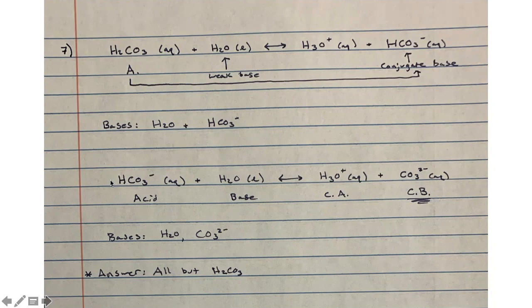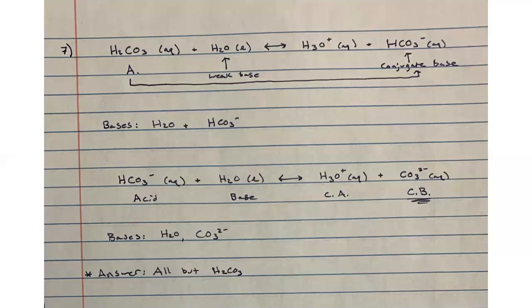Now, as we look at the second equilibrium equation, now bicarbonate's acting as an acid. It's going to be reacting with water, which is acting as a base, to create hydronium and our conjugate base, which is carbonate. Okay, and so from this second equilibrium, we have two bases, water, which we already had before, and carbonate. Okay, and so when they ask to select all that apply, you know, all of them besides carbonic acid can act as a base.